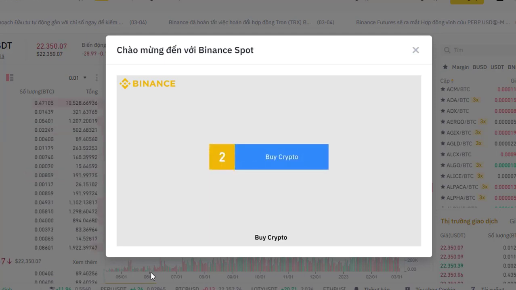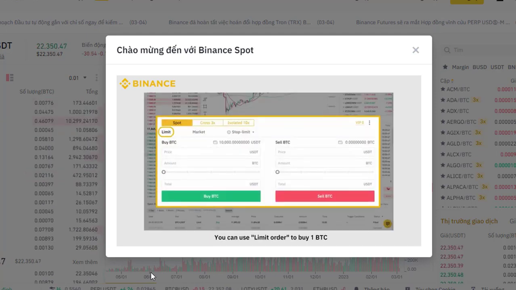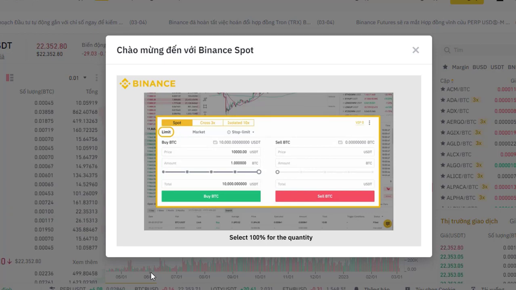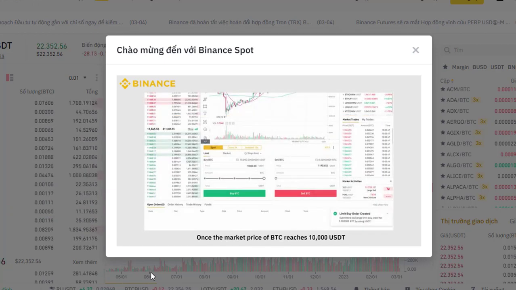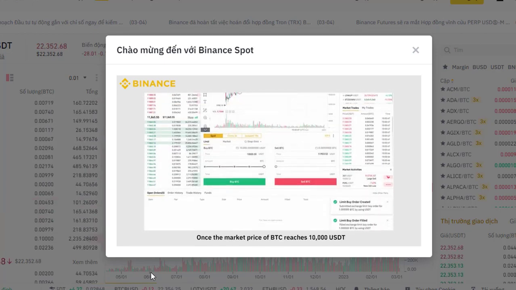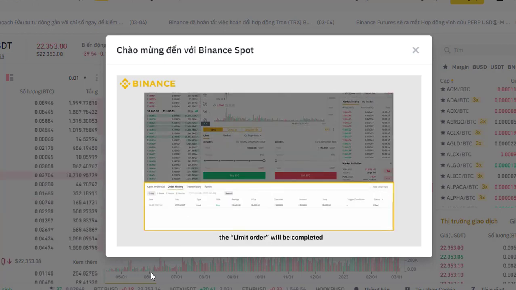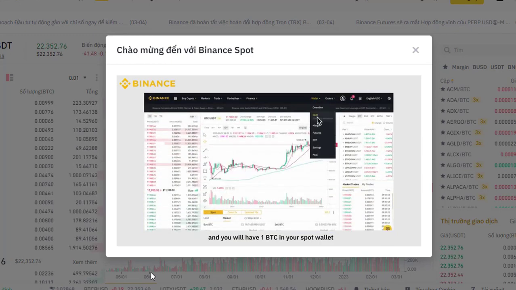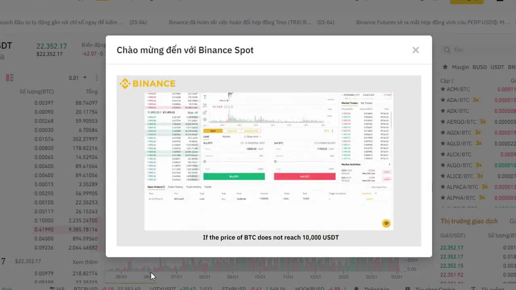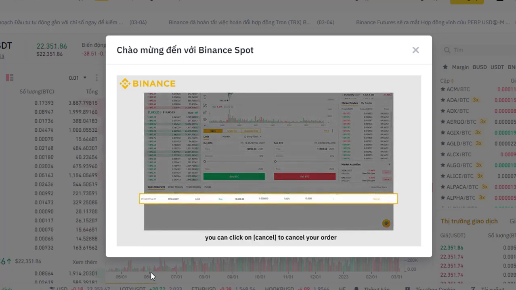Buy crypto. You can use limit order to buy 1 BTC. Insert 10,000 USDT for the price. Select 100% for the quantity. Once the market price of BTC reaches 10,000 USDT, the limit order will be completed, and you will have 1 BTC in your spot wallet. If the price of BTC does not reach 10,000 USDT, or you no longer want to wait on the order, you can click on Cancel to cancel your order.